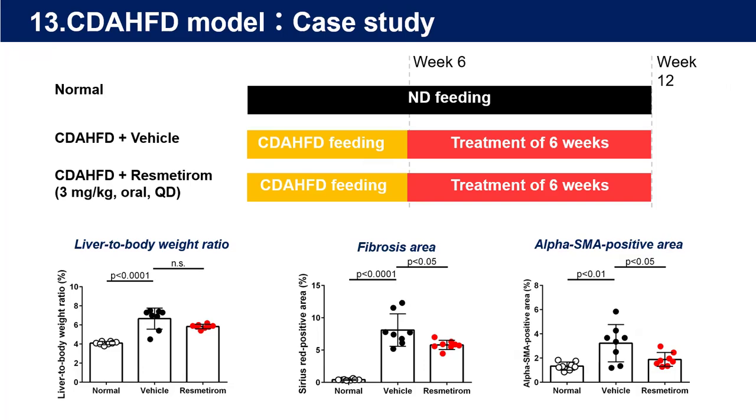As a result, improvements in these indicators were observed in the resmetirom treated group. It confirms its anti-fibrotic effect. In particular, the reduction in alpha-SMA positive area and fibrosis area clearly demonstrates its anti-fibrotic effects. CDI-HIFA diet model is a system capable of evaluating fibrotic improvement effects of drugs such as resmetirom within a relatively short period.